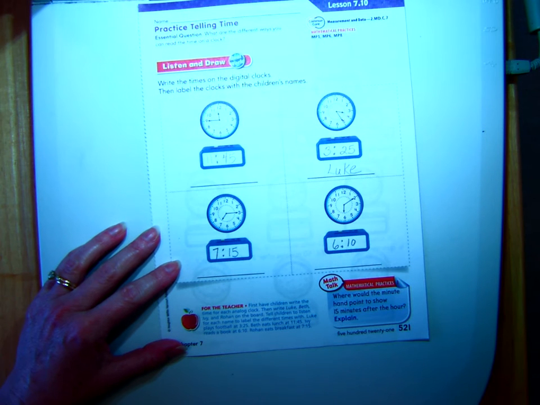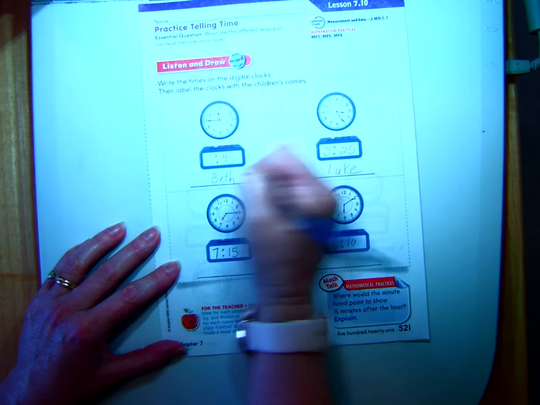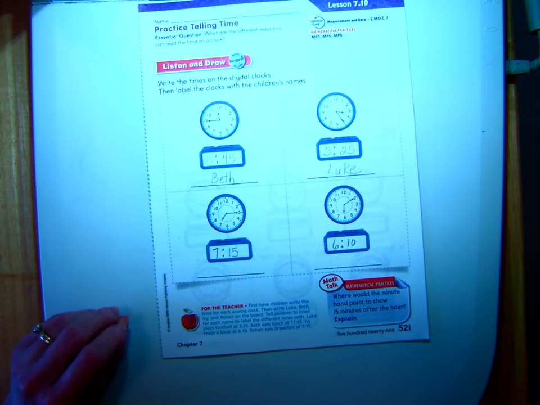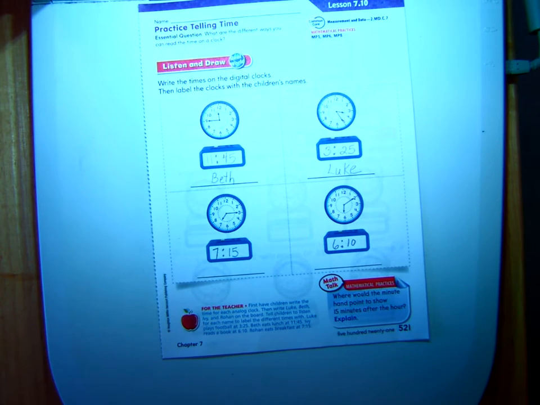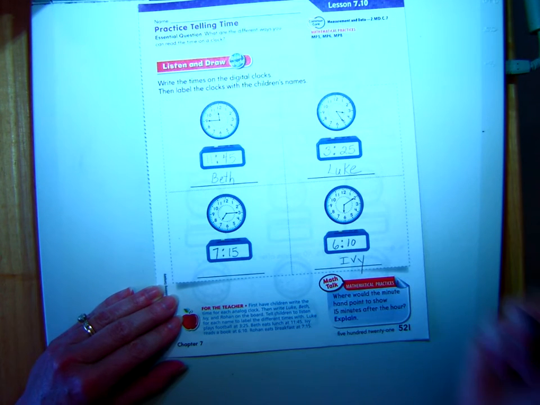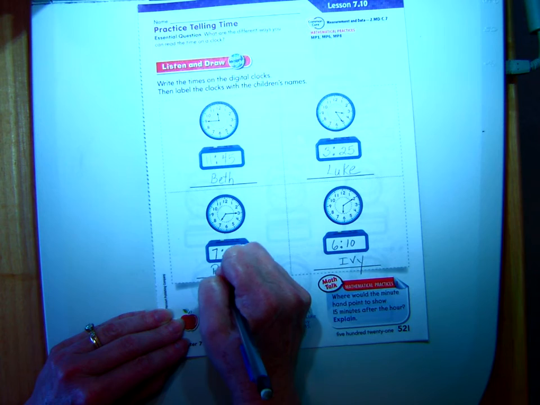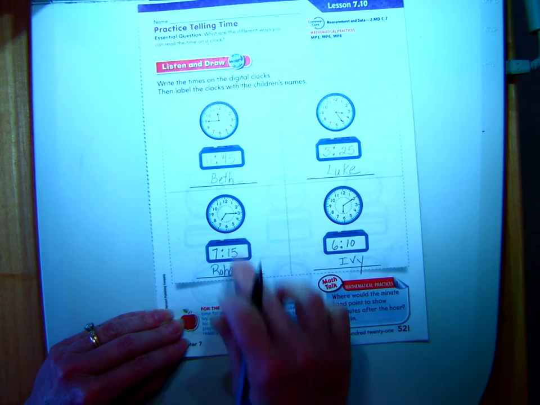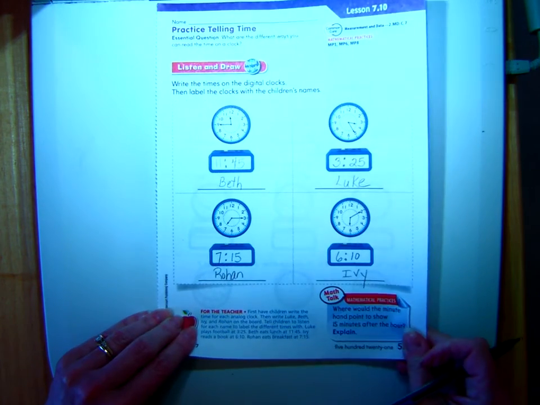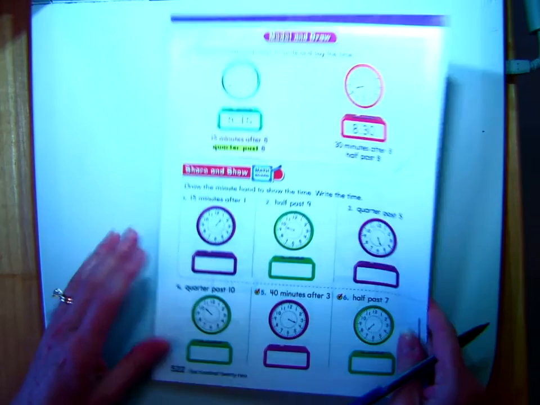And if I say Beth eats lunch at 11:45, that's Beth's clock. And if I say Ivy reads a book at 6:10, that's Ivy. And if I say Rowan eats breakfast at 7:15, that one would be Rowan's. So sometimes you have to match the kids' names to the things. Okay? That's that page.